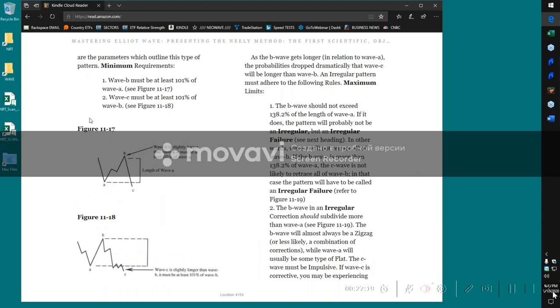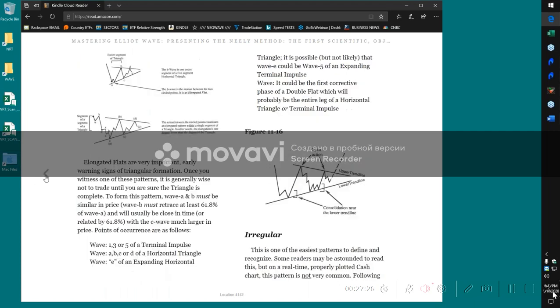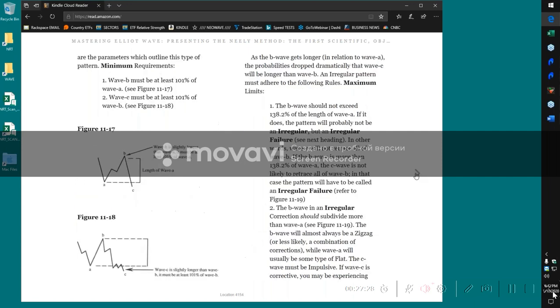Okay, here's an irregular, what did I call this? I can't remember, just an irregular. Okay, so here's an irregular pattern where the B wave is a little bit bigger and the C wave is a little bit bigger. That's perfectly acceptable, doesn't cause any problems, but the bigger the B wave gets, the less and less likely this can happen.